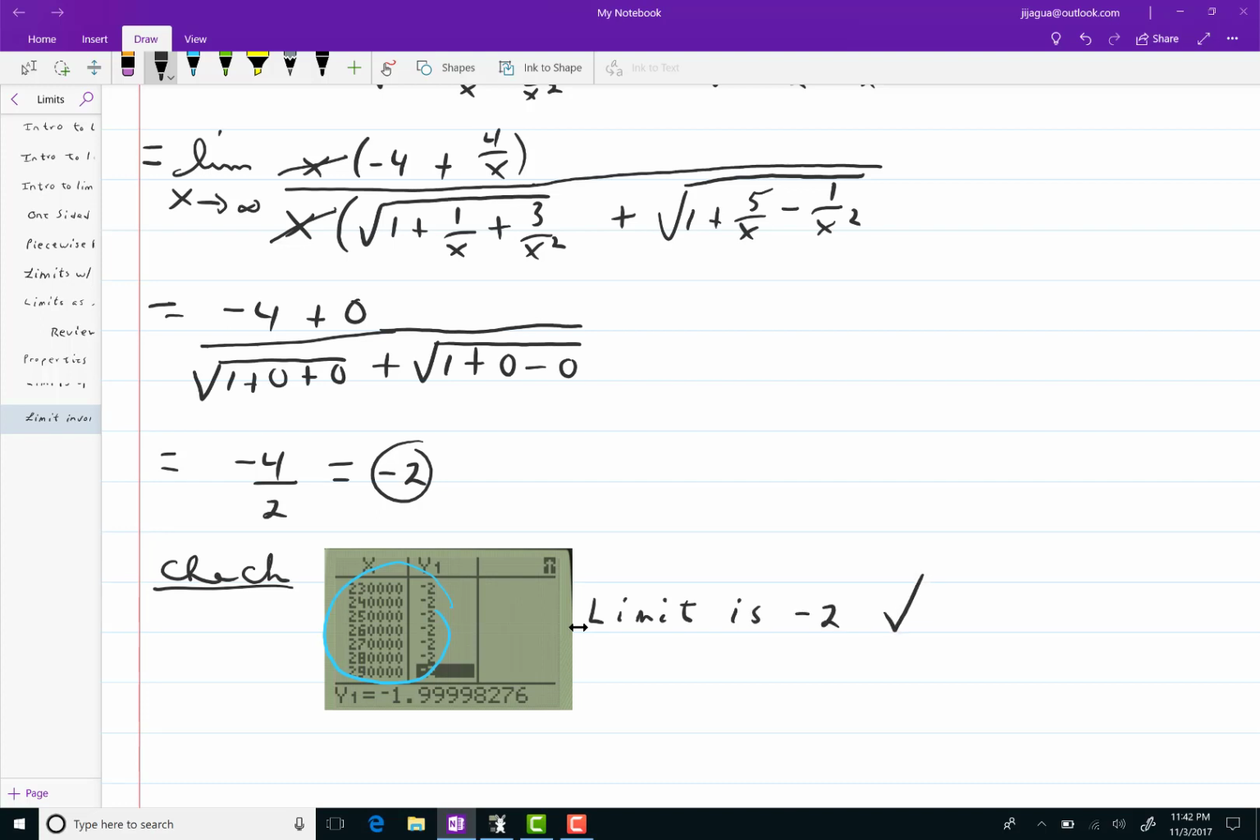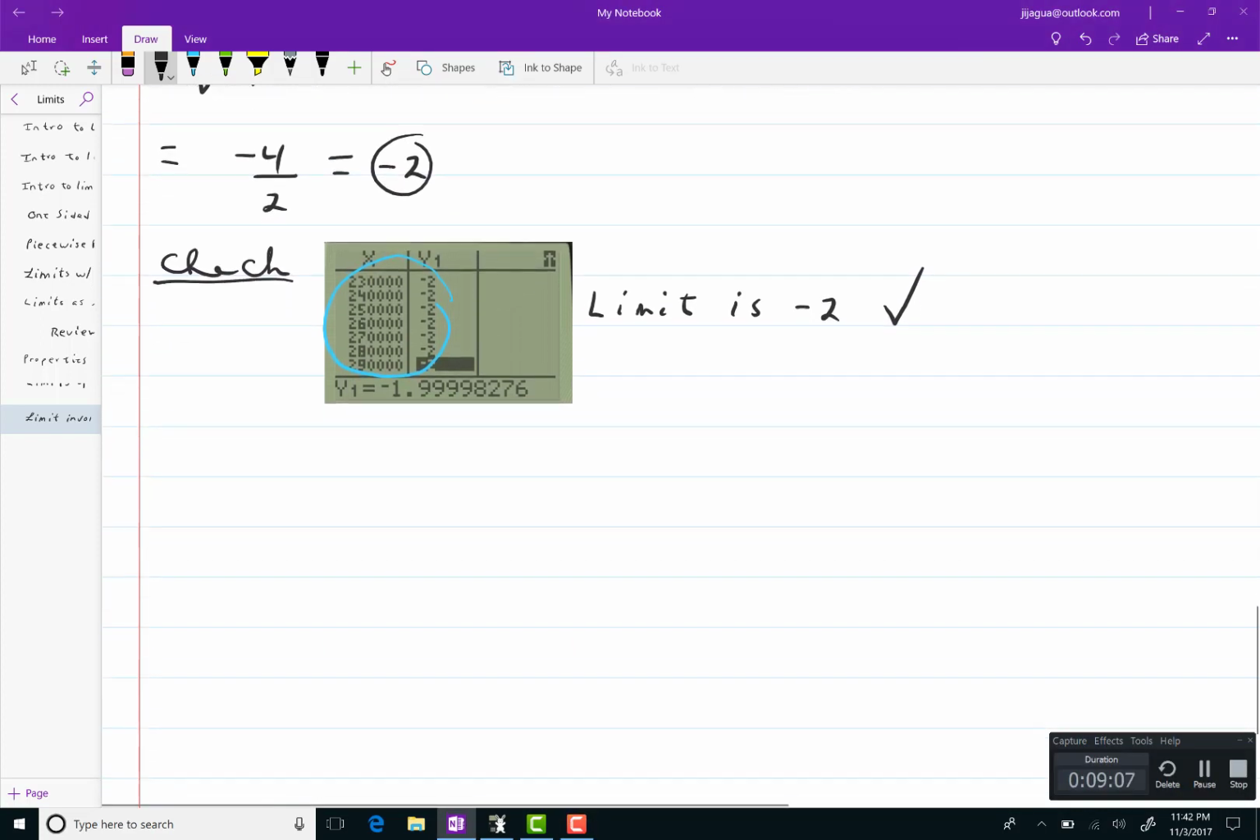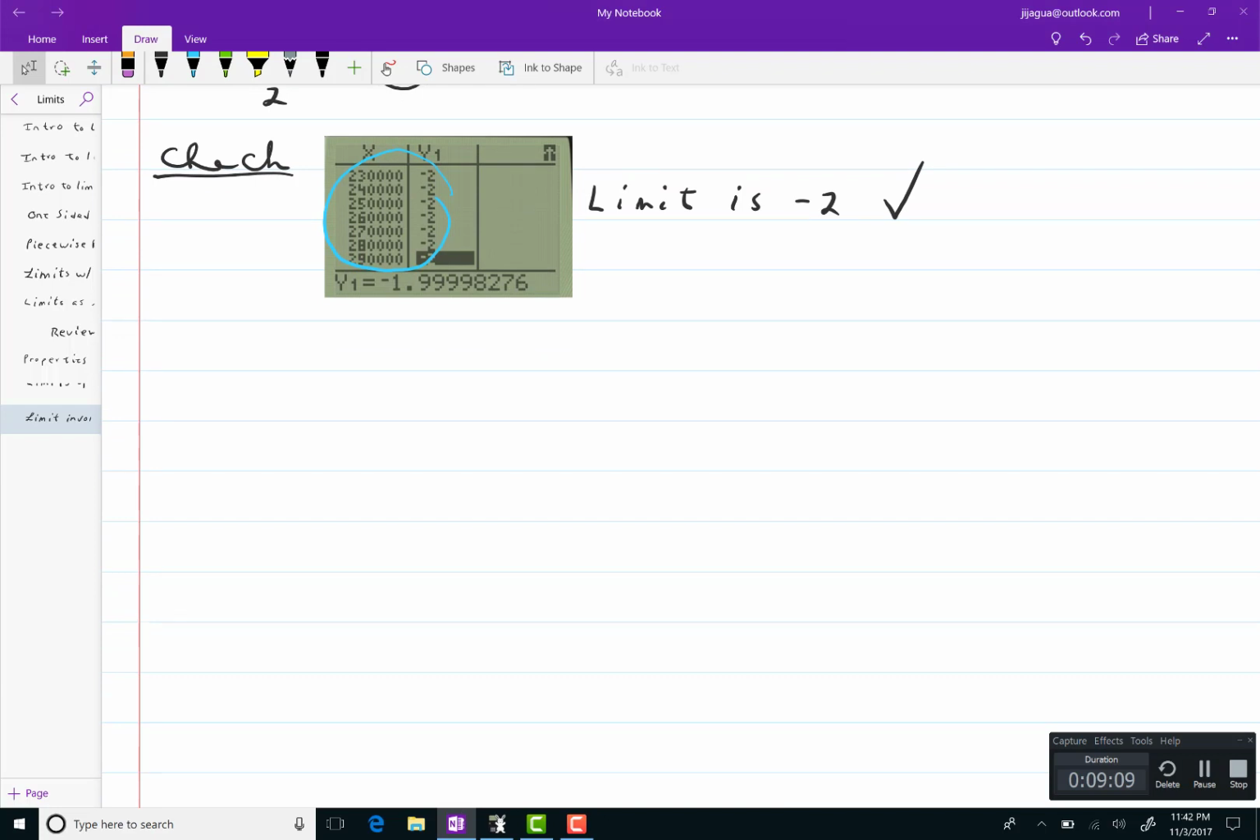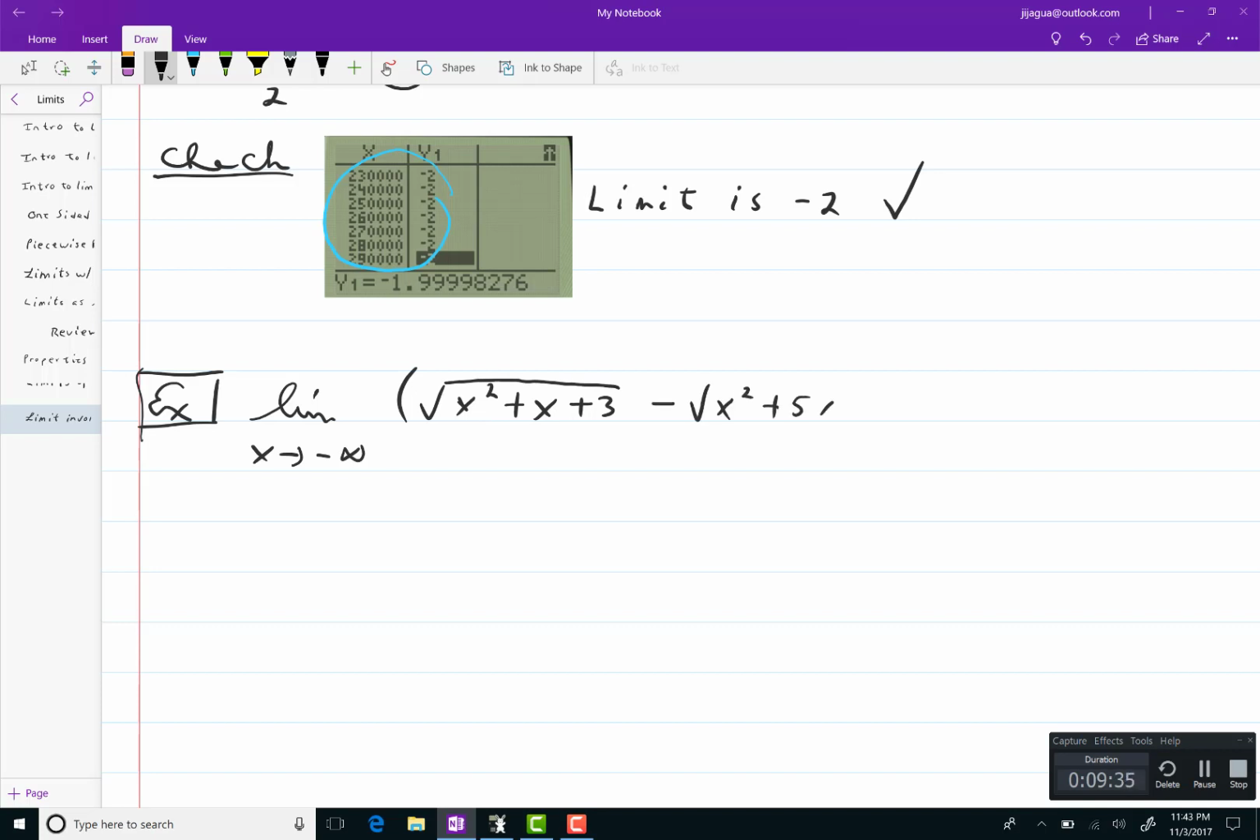Now, I've decided to do this same problem again, but this time I'm going to let x go to negative infinity. And now, if you're the type of person that does not understand the absolute value and what to do with it, this is where you will be destroyed. Let's have the limit as x goes to negative infinity of the square root of x squared plus x plus 3 minus the square root of x squared plus 5x minus 1.